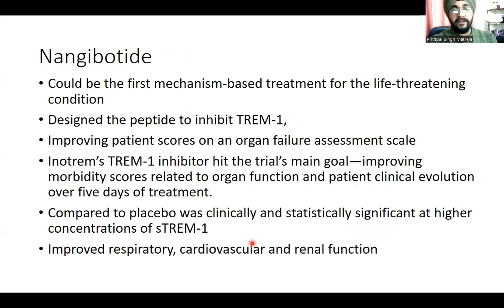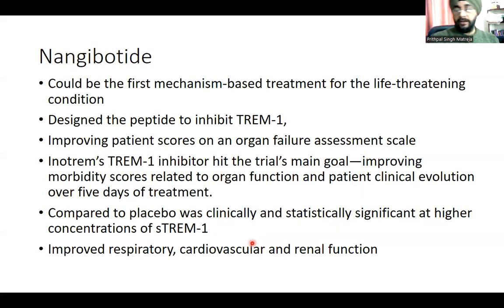Now, this is another compound that I found when I was searching, that is nangibotide. Roche Inotrem is investing quite heavily in this. What they have found is that this drug is one of the first mechanism-based treatments for life-threatening conditions. This particular peptide was designed to inhibit TREM1.